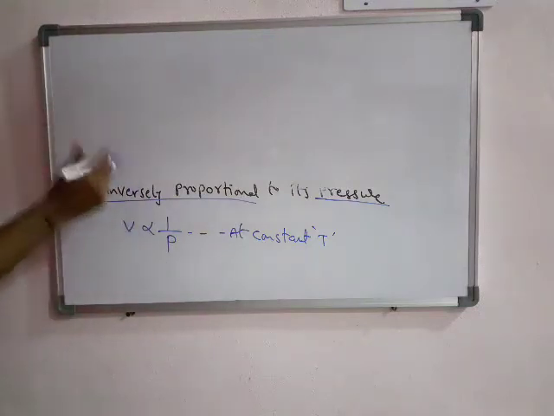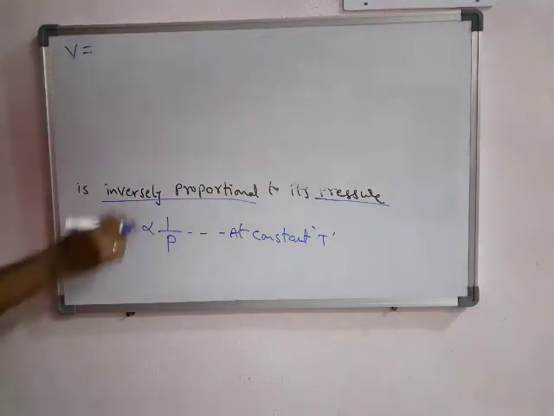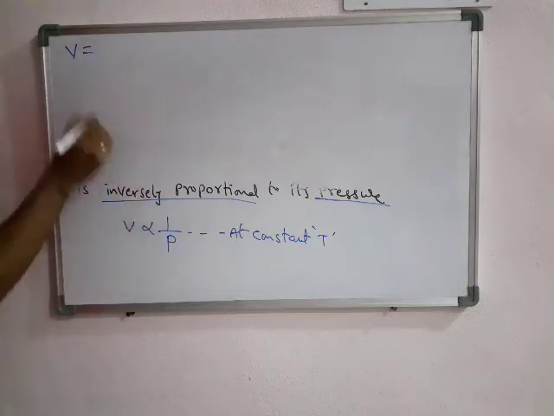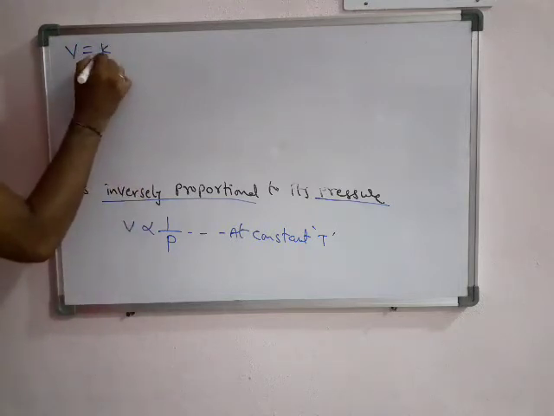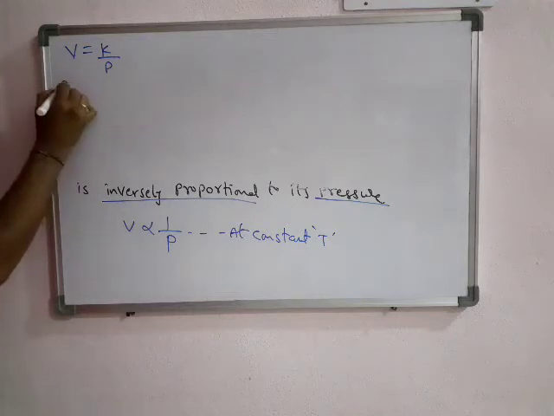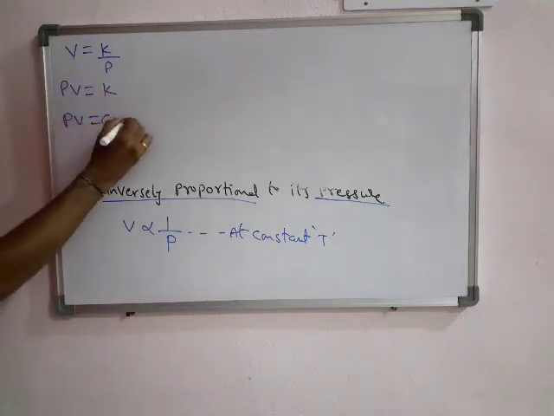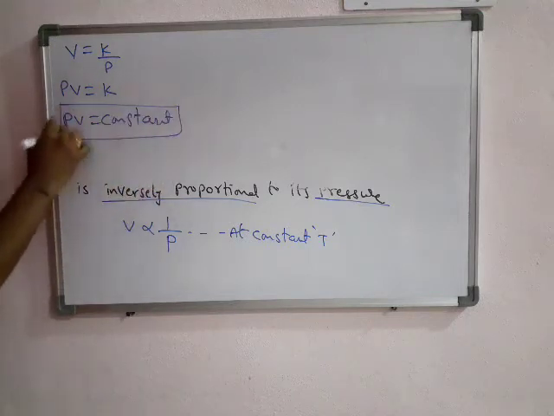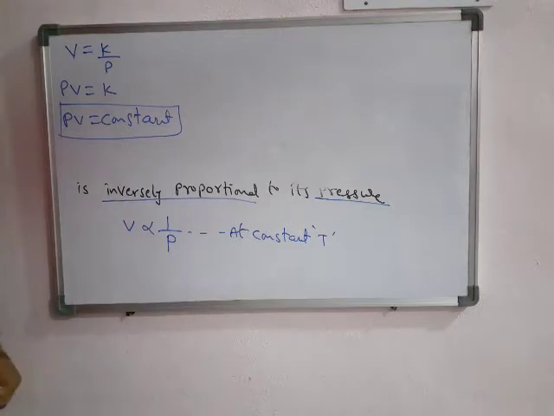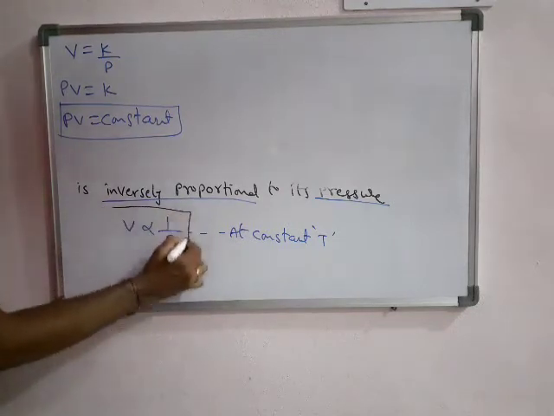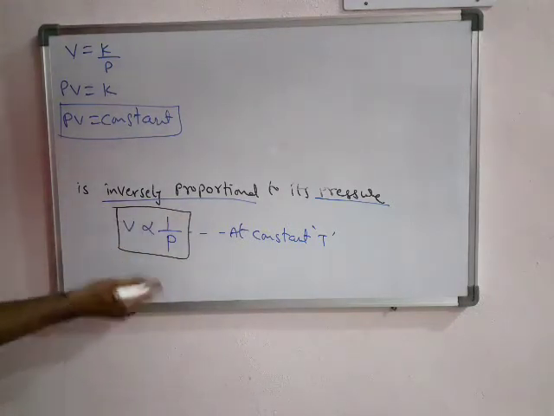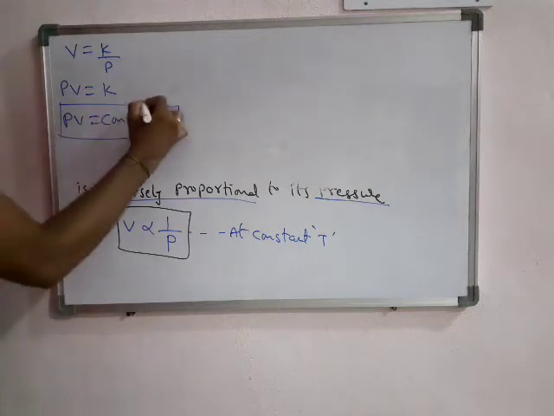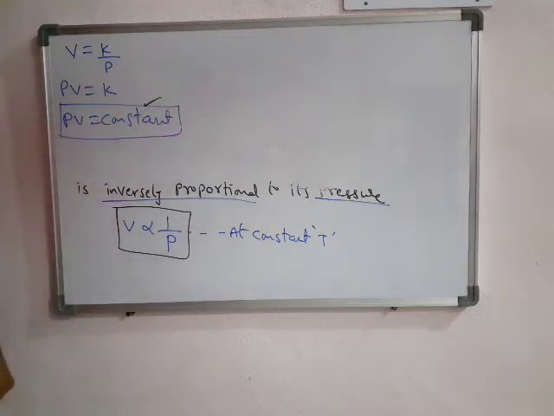Here V proportional to 1 by P means in the place of proportionality we can write equal to a constant K, that is K by P. So now it becomes PV is equal to K. So PV is equal to constant. This is also known as Boyle's law. So the main Boyle's law equations are V proportional to 1 by P, or P proportional to 1 by V, or PV is equal to constant. Okay.